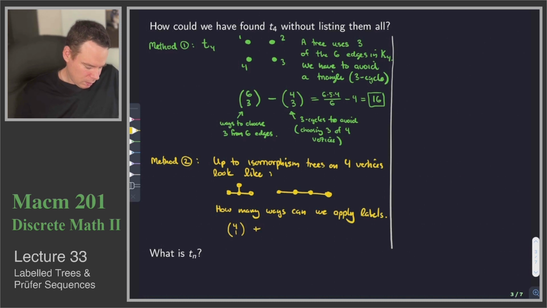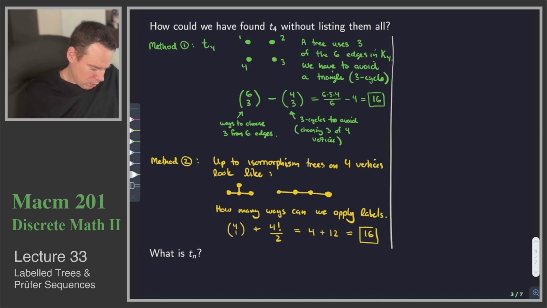What about in the other case? Well, in this case of a path, I could just apply the labels in any way possible, for which there are 4 factorial ways. But then I have to realize that reading the path forward and backwards is exactly the same path, so I'd have to divide by 2. So we have 4 factorial divided by 2. And that's the number of ways we could apply labels to the first and the second trees. And so this is our total number of spanning trees. And that's going to be 4 plus 4 factorial divided by 2. That's 4 plus 12, or 16. And there we go. We got the same answer of 16 in a different way.